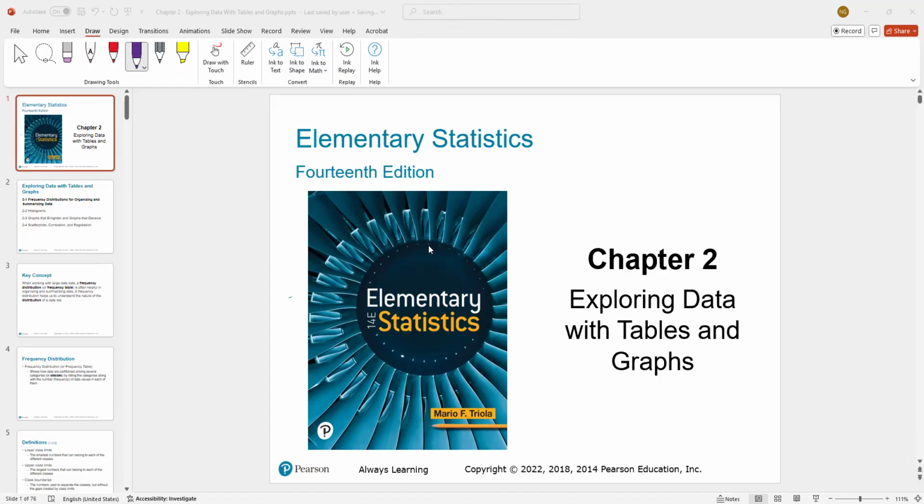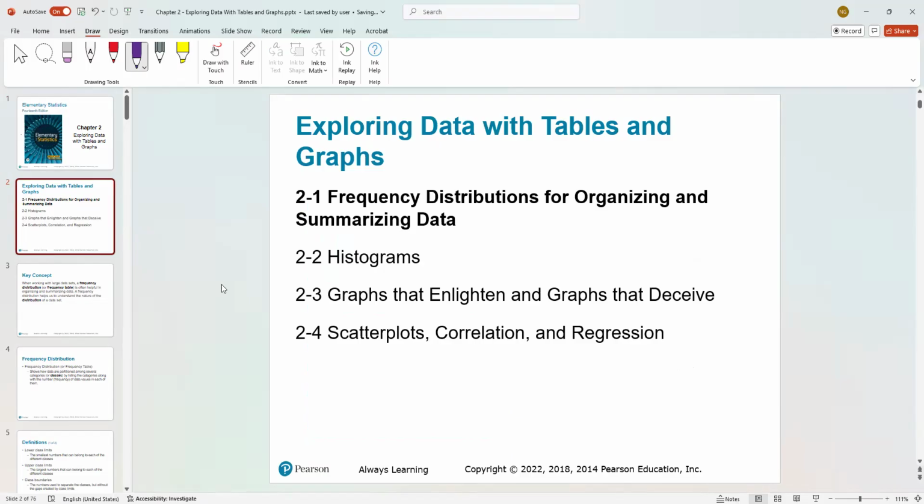However, in section 2.1, we will take a look at frequency distributions for organizing and summarizing data. The idea is to develop an ability to summarize data in the format of a frequency distribution and a relative frequency distribution, or we can call it percentages.